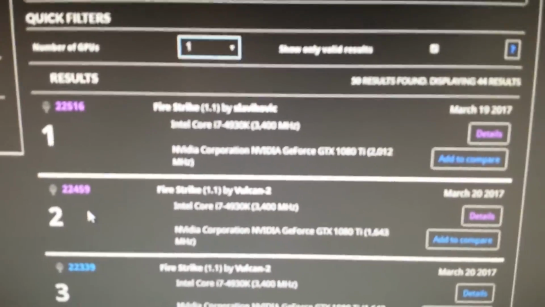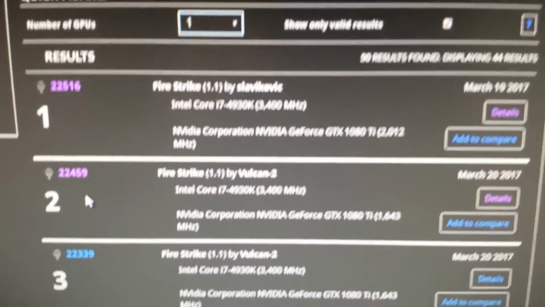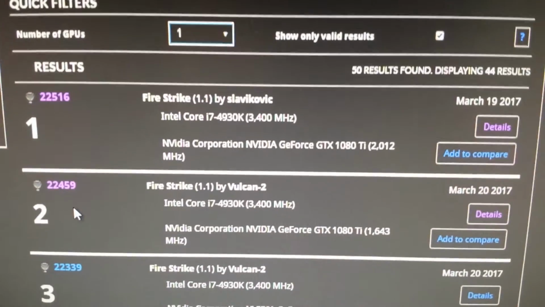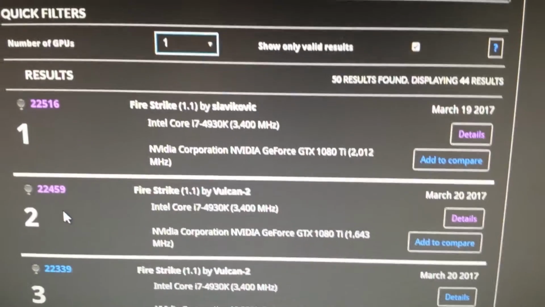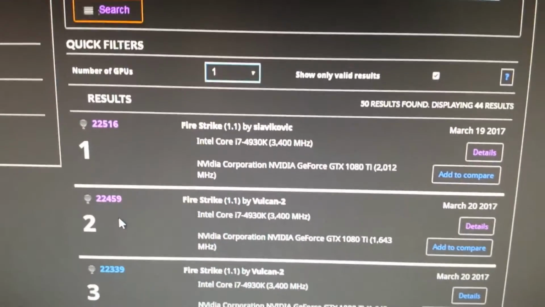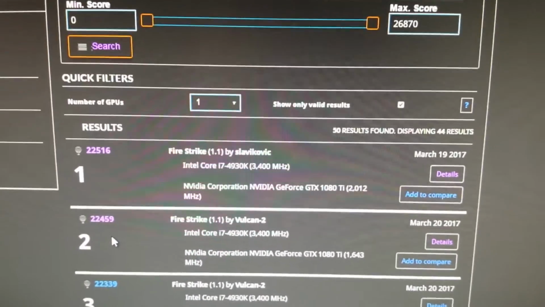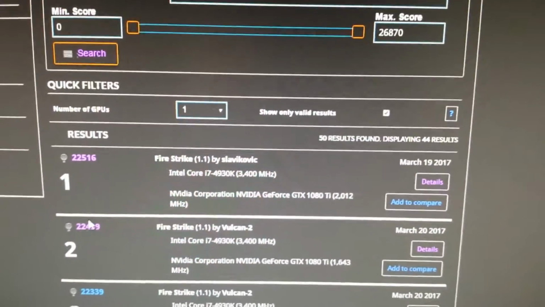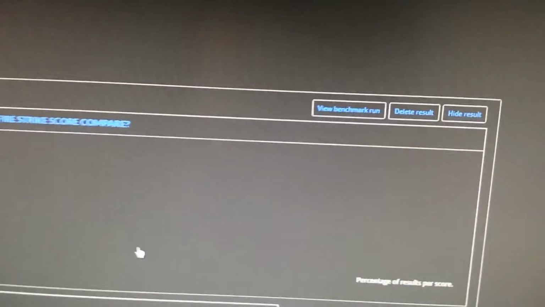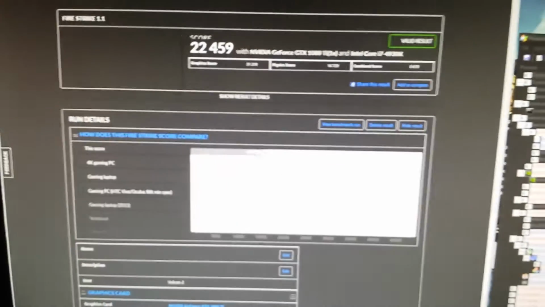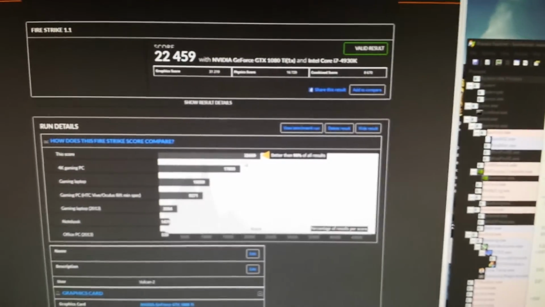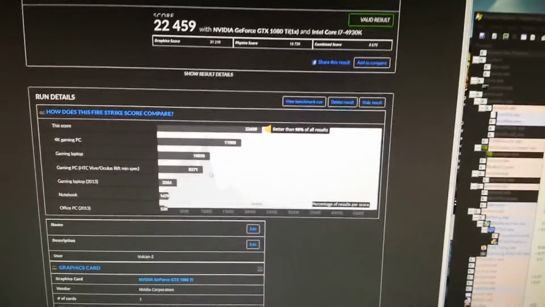I'm now number 2 in the world right here with an i7-4930K, Vulcan 2. That's me. i7-4930K and a GTX 1080 Ti FE, and I'm on air, okay, with the GPU with no additional voltage. I'll show you my score. The person ahead of me had the same processor, but somehow they won the silicon lottery, and they're at 4.7 gigahertz. I have no idea how they're getting away with that. The most I can muster is 4.5.